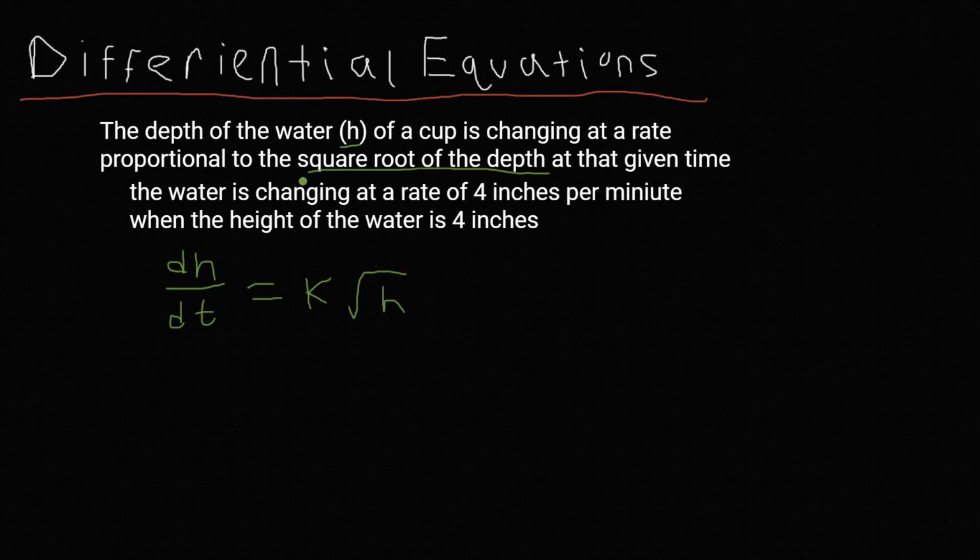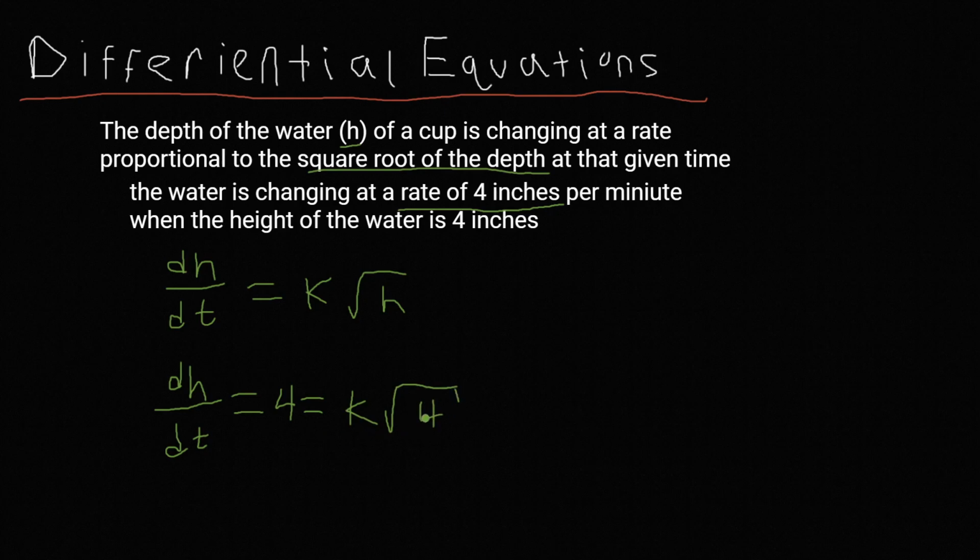But here's this next part. We're going to try and solve for the specific function because we have this k and we want to find k, and we have enough information to do that. So the water is changing at a rate of 4 inches per minute. That means dh/dt is equal to 4, which is going to be equal to, see, when the height of the water is 4 inches. Well, we still don't know k, but we know the height. And so that is 4.